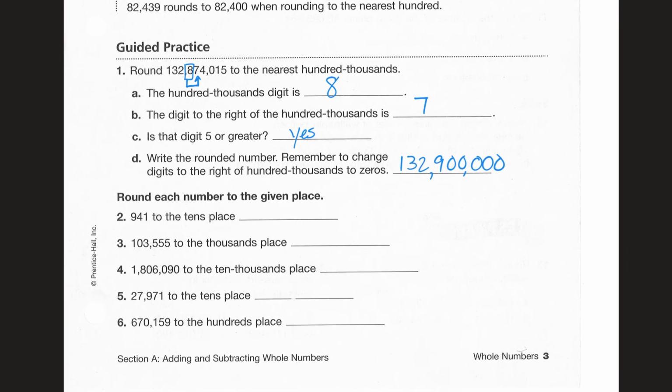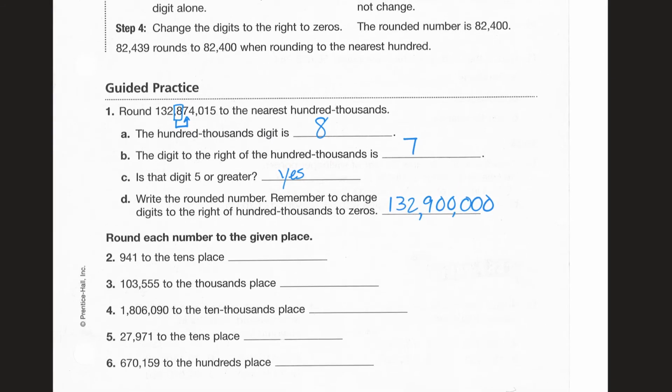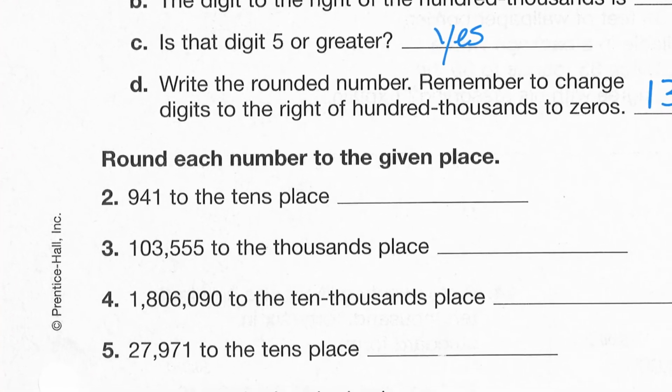Let's look at others. Okay, round each number to the given place. 941 to the tens place. Well, we have to find the tens place. The tens place is right here. So let me actually zoom in a little bit more here. So the tens place is right here. And that's step 1. You have to find the place value. And then step 2 is look at the number to the right. And if that's 5 or more, that gets bumped up. But 1 is not 5 or more, so that stays the same.